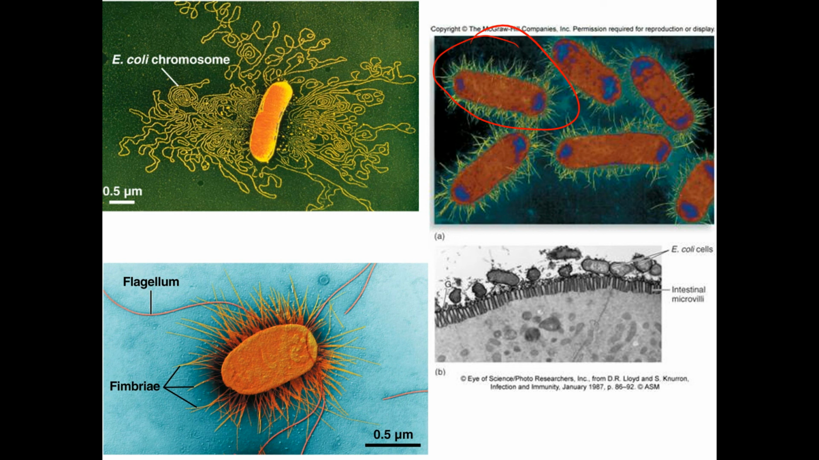Bacterial cells also have things like capsules. These capsules are mainly protein and carbohydrates that are secreted outside the cell and make up this gelatinous, sticky substance that allows the bacterial cells to adhere to surfaces.